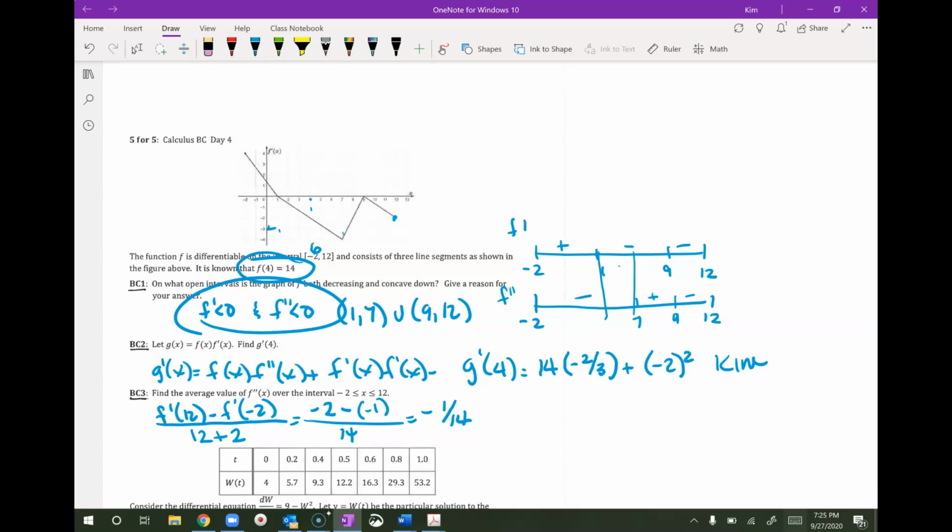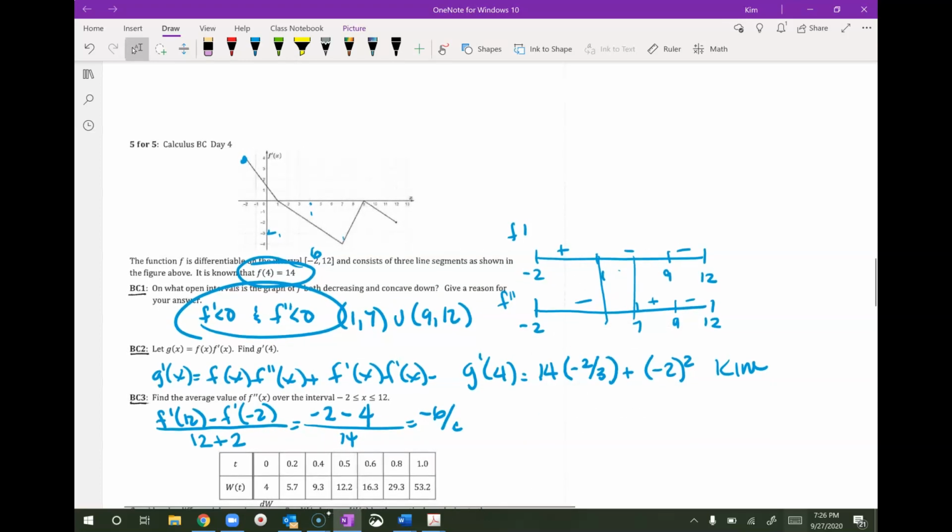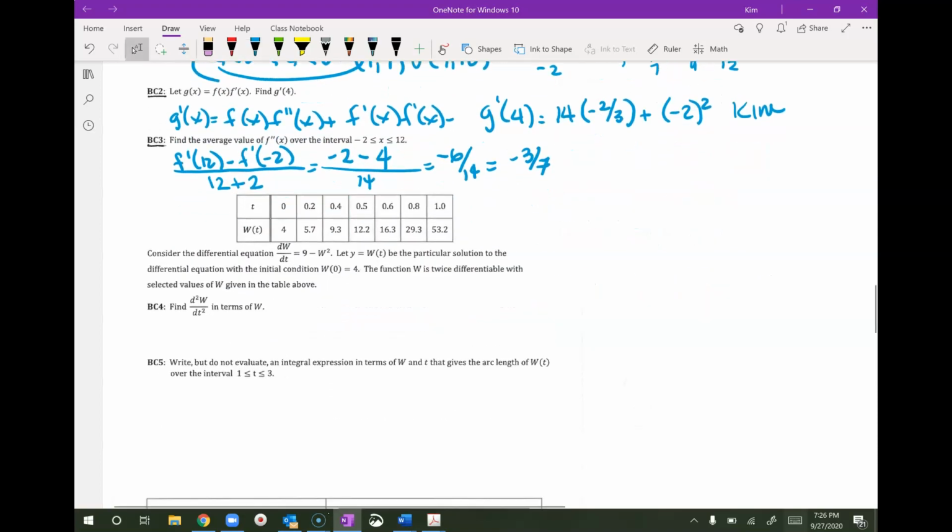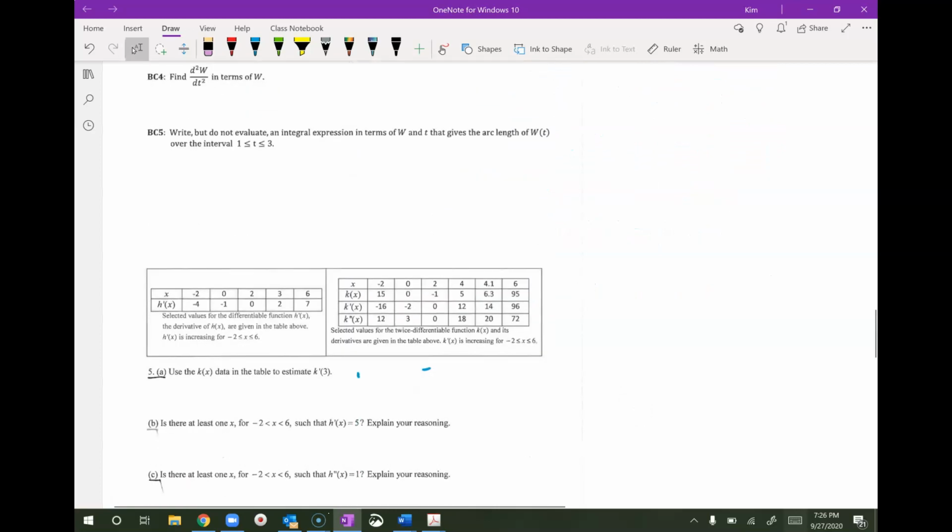I didn't go far enough, did I? And I didn't get my negative 2 right. Let's come over here. Negative 2 took me all the way up here to 4. So, I like that answer better. Negative 6 over 14, or negative 3/7. Okay, better. Sorry about that. I did 2 instead of negative 2. Okay, moving on. This is all second semester, good stuff.